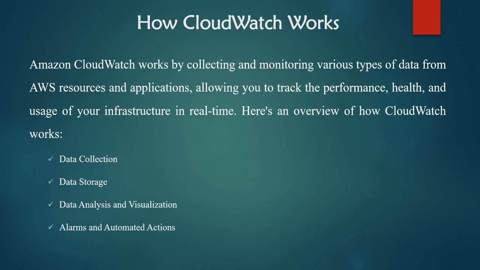The next is how CloudWatch works. Amazon CloudWatch works by collecting and monitoring various types of data from AWS resources and applications, allowing you to track the performance, health, and usage of your infrastructure in real time. Here is an overview of how CloudWatch works. There are data collection, data storage, data analysis and visualization, alarms, and automated actions. Let's see one by one.